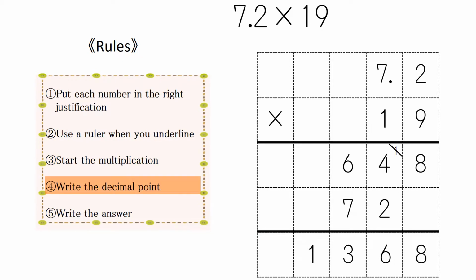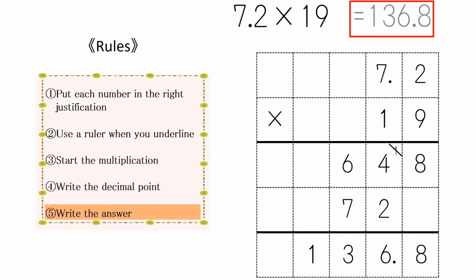Next, write the decimal point to the multiplication. 7.2 is a number of the first decimal place, and 19 is an integer. 1 plus 0 equals 1. So, the answer is a number of the first decimal place. Write the decimal point in the lower right of 6. Lastly, write the answer. That's all for this multiplication.